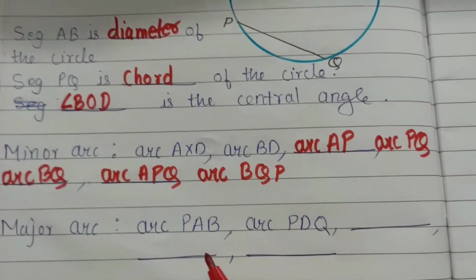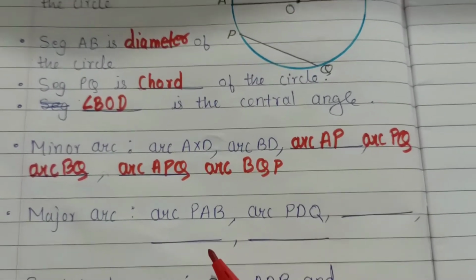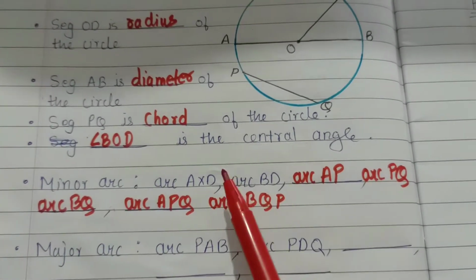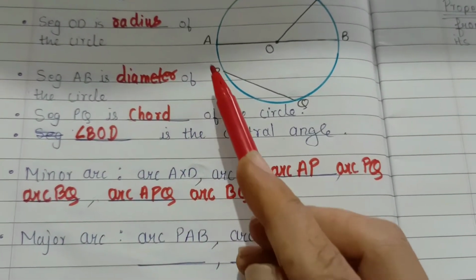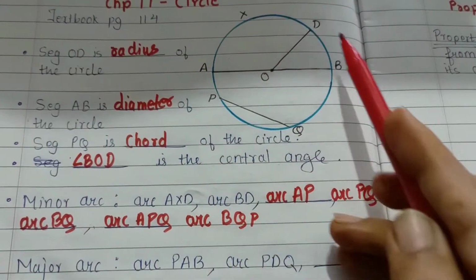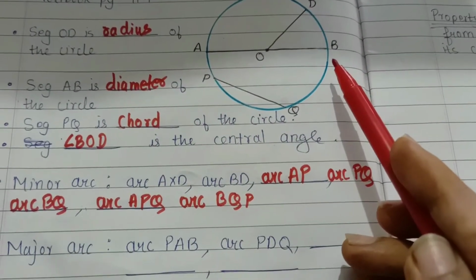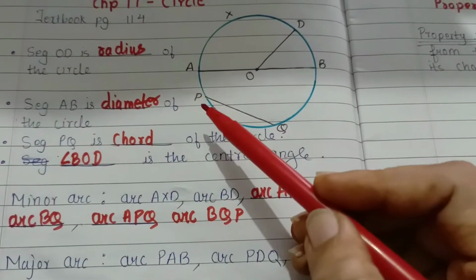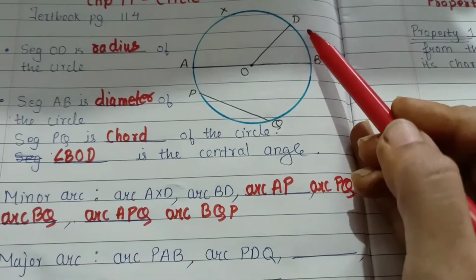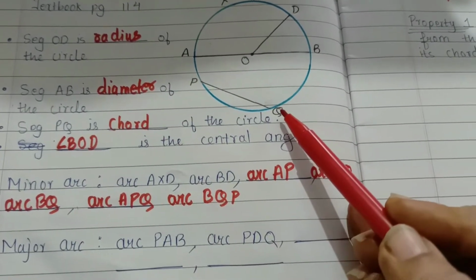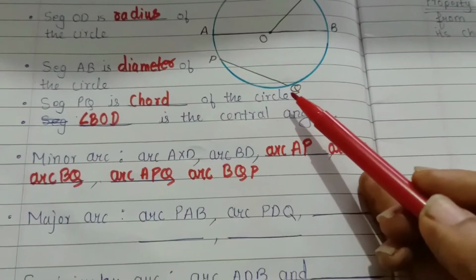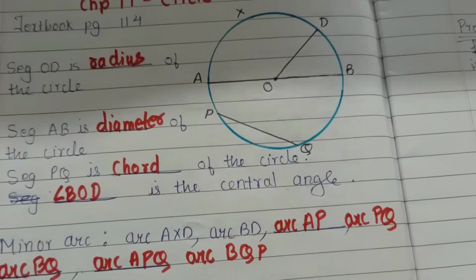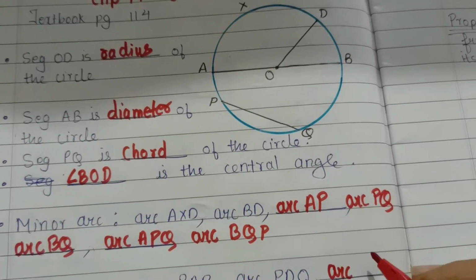Major arc, that is more than 180 degree, that means more than a semicircle. So arc PAB is already given, that means P, A and B. Of course it is more than a semicircle, so arc PAB is already given. Arc PDQ, so this becomes our major arc. Now we have to write a few more examples of major arc, so we can write it as arc BXQ.